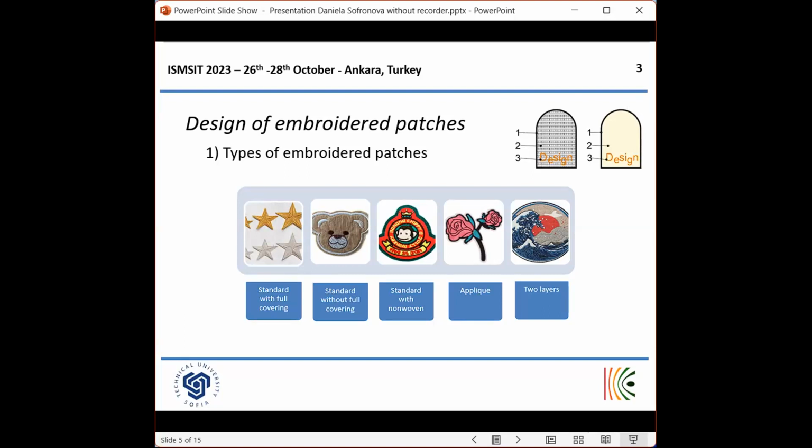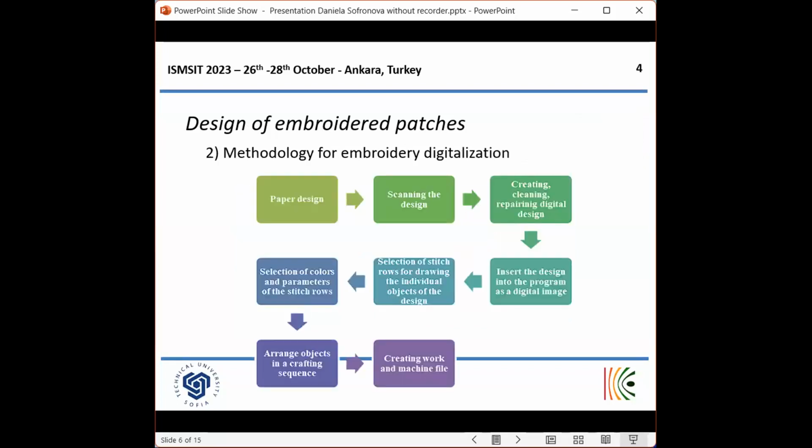For both types, the contour is done with satin stitch, giving the embroidery a finished look, and the inside of the area could be filled or not with stitch rows. And here you could see also some forms of patches that could be different. They could have simple geometric primitives, or they could be more complicated. We could have a full covering with stitch rows or not, and we could use non-woven instead of woven or a knitted macro structure, and so we could also use the applique technique.